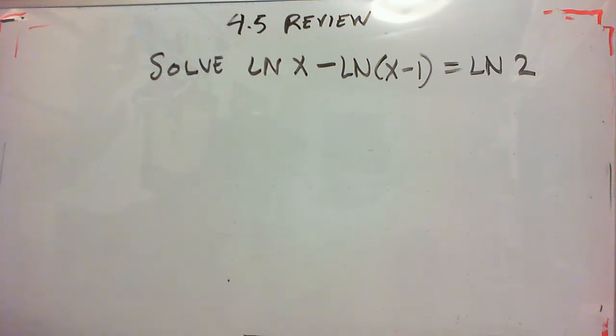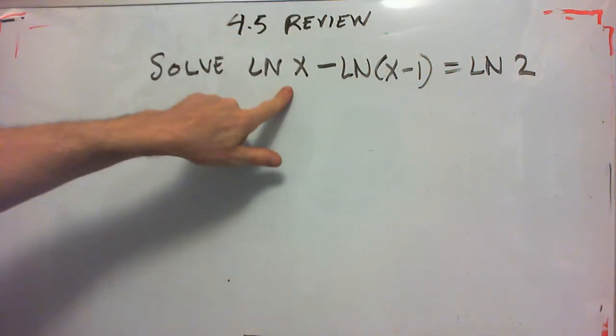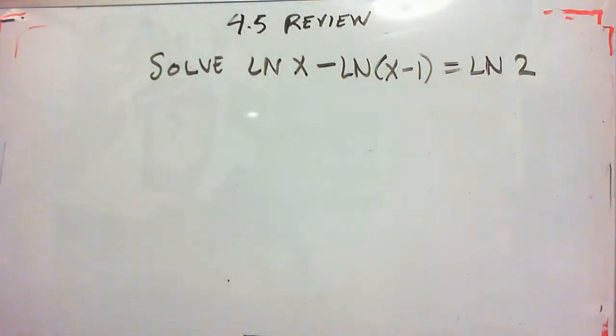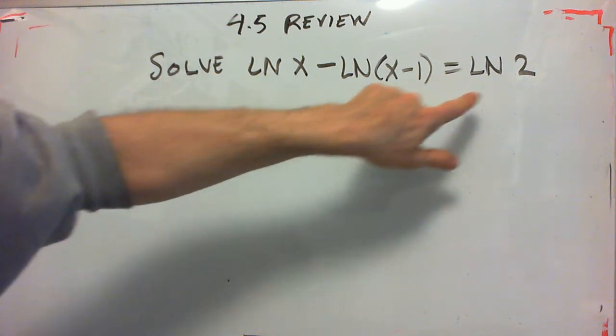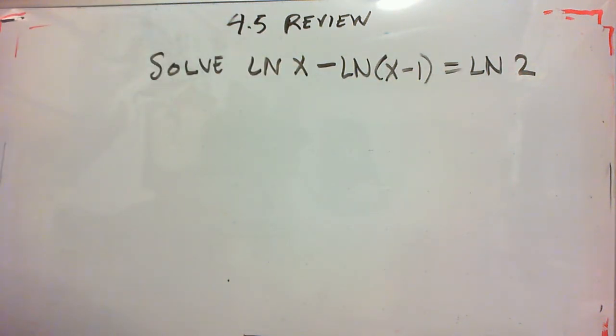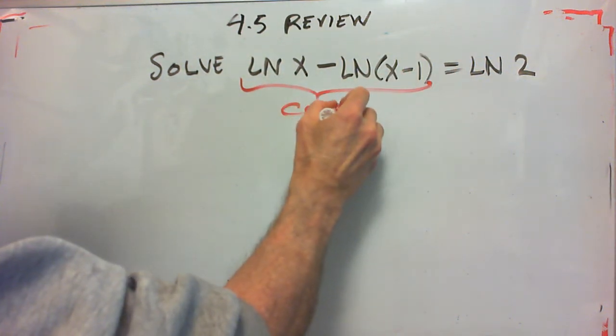Okay, we're going to do another problem. This is sort of like number 5 of the homework, just a little twist on that. Here we have a log minus a log equals a log. Well, what we just did worked when we had a log equal a log, and here we have 2 logs subtracted equal a log. What we just did isn't going to work unless we combine these 2 logs on the left.